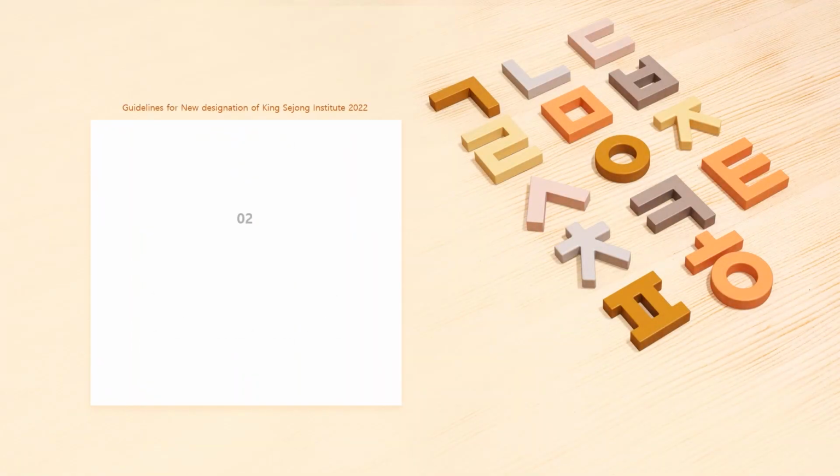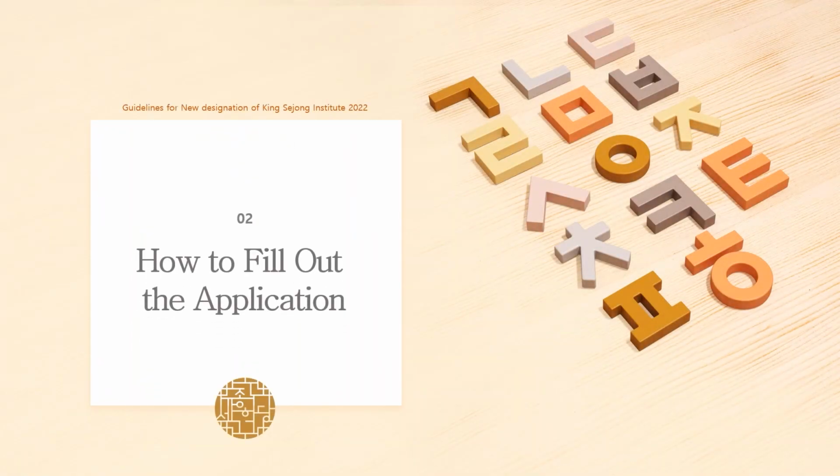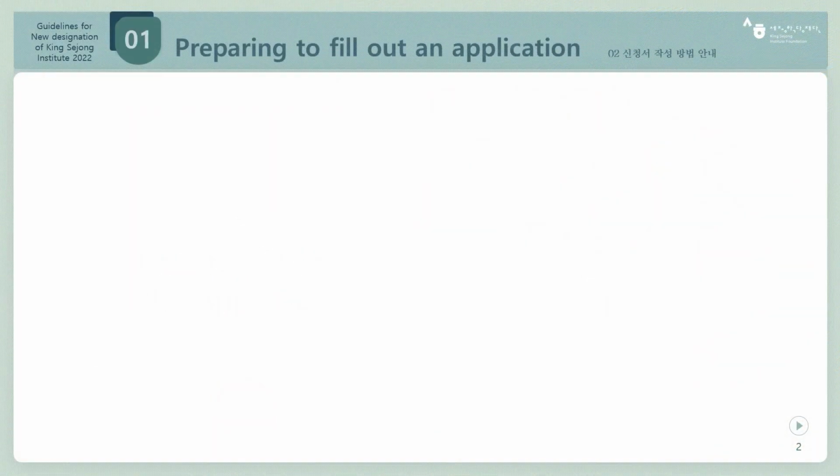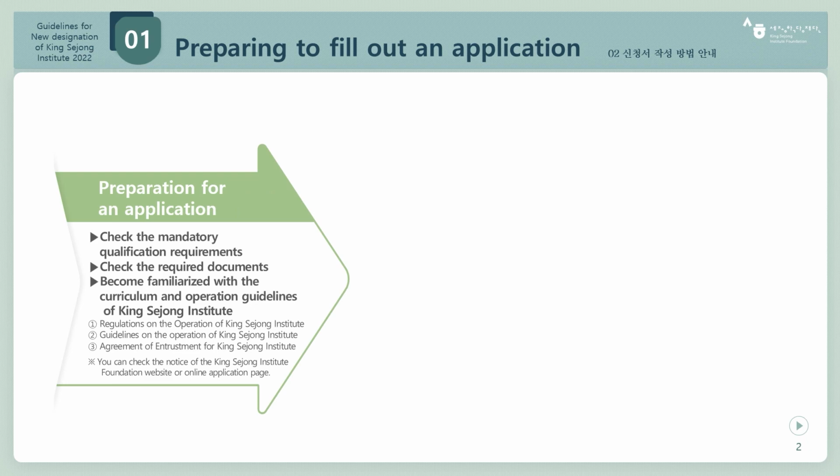Now let's find out how to fill out the application for a newly designated King Sejong Institute. First, the applicant will check the application requirements, including the required documents, and be familiar with the operational regulations, operation guidelines, and agreement of entrustment for King Sejong Institute.